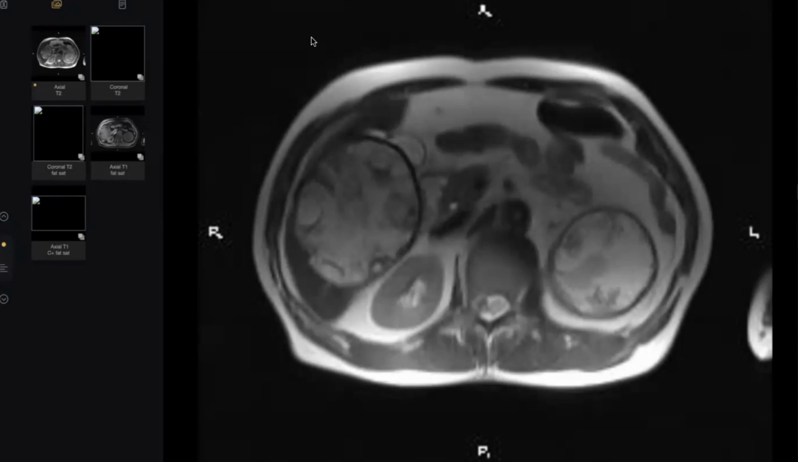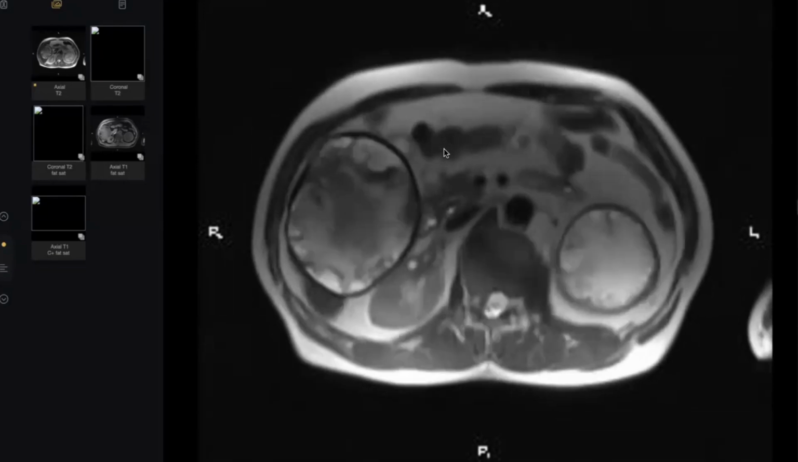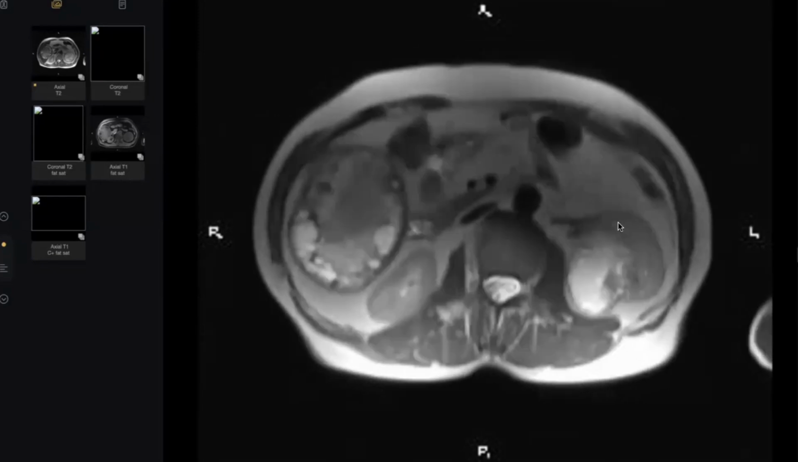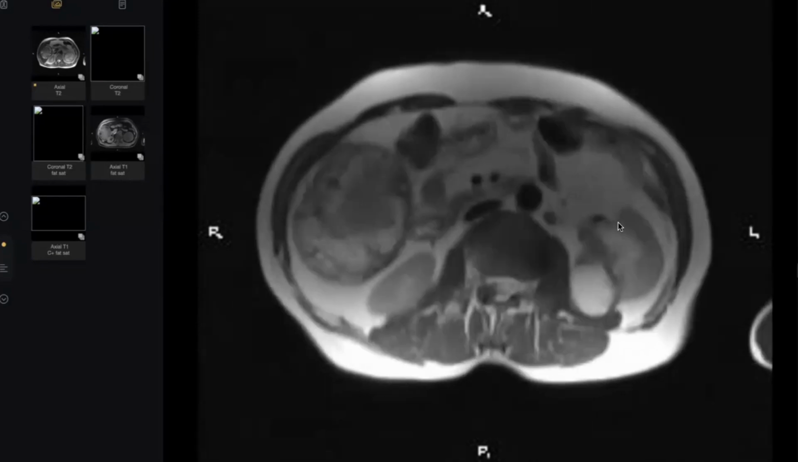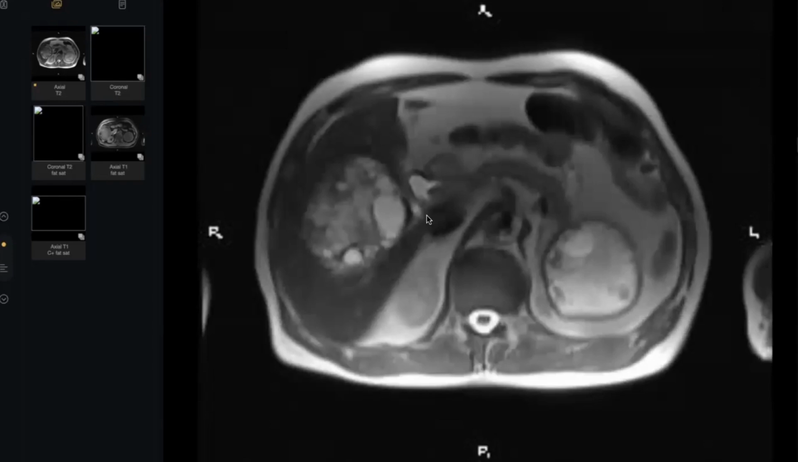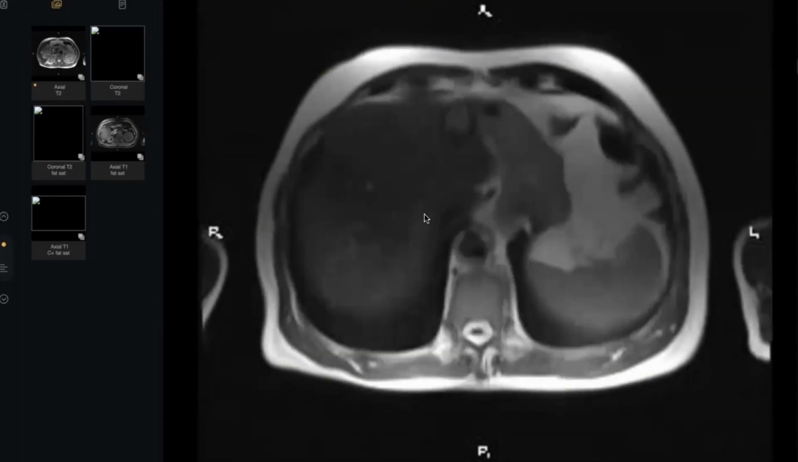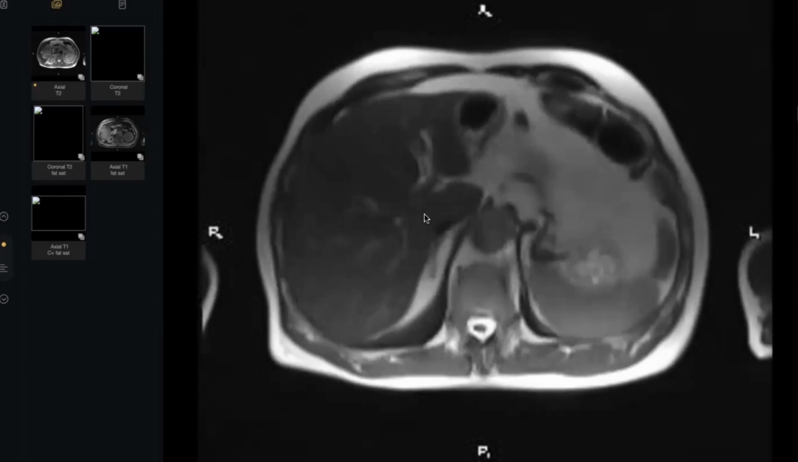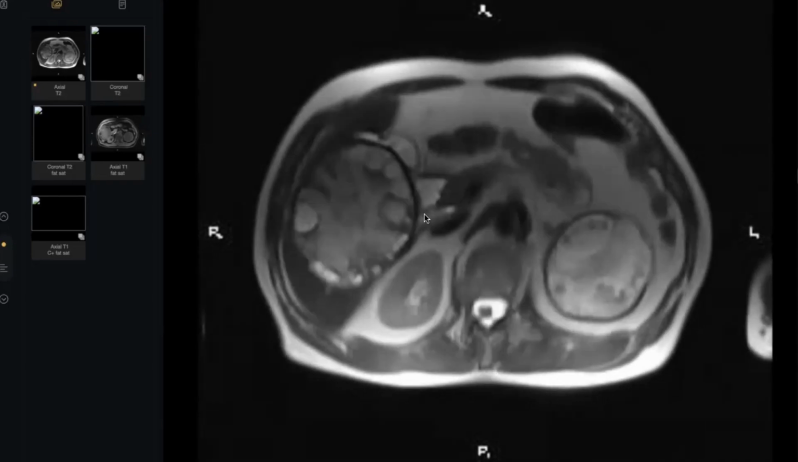Number one. Yes, sir. I'm observing a large heterogeneous solid mass, an encapsulated mass with solid as well as cystic components. A similar signal intensity lesion is also identified involving the left kidney, seen arising from the upper pole of the left kidney and causing a compressive effect. I want to check other images as well, for example post-contrast images, to look at this lesion.